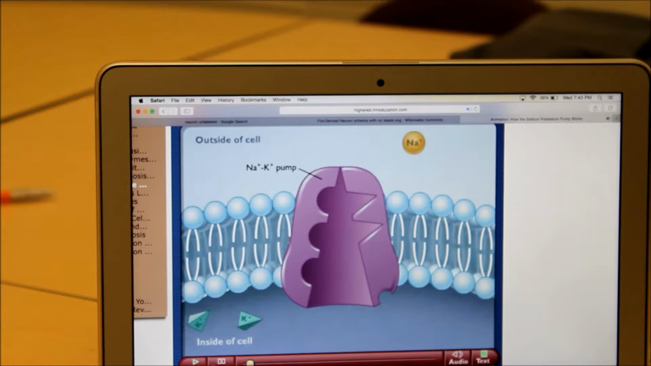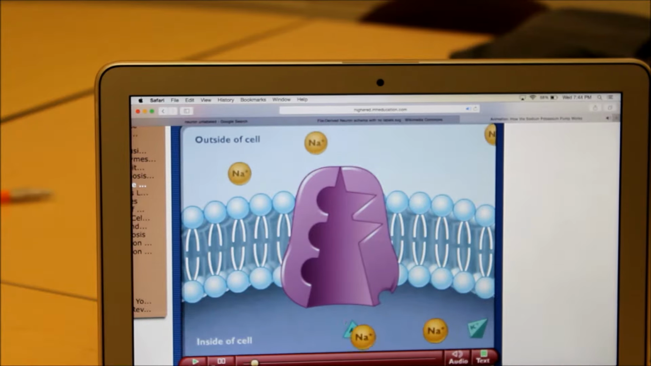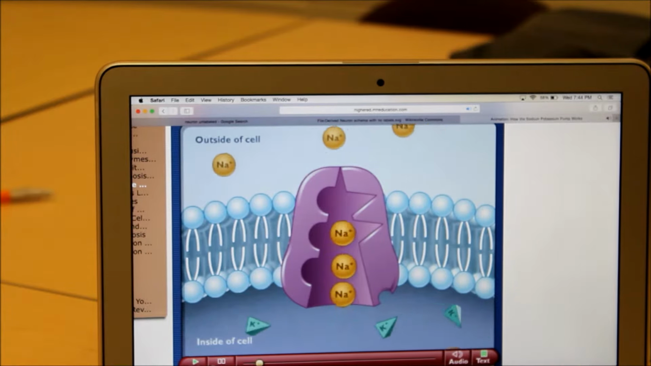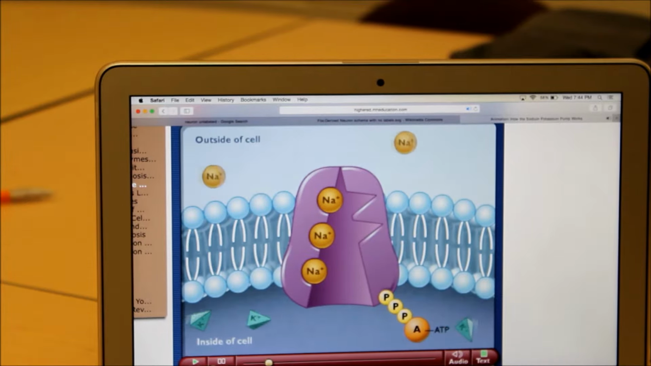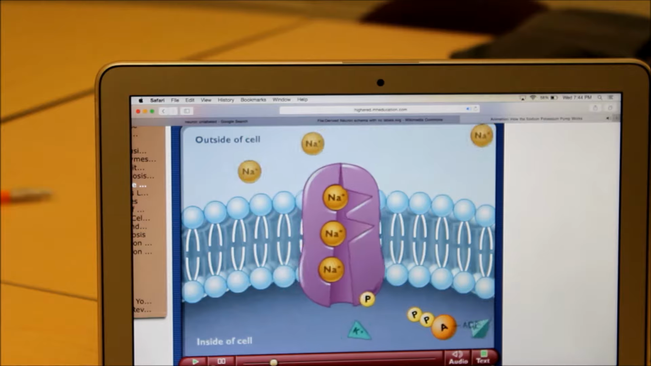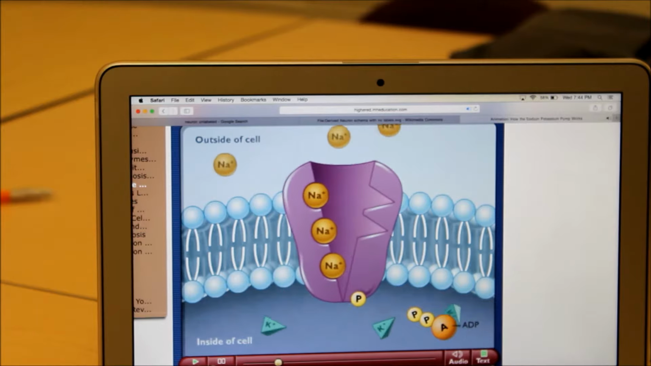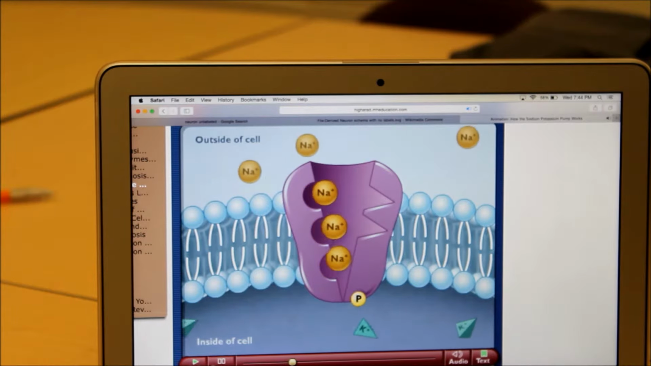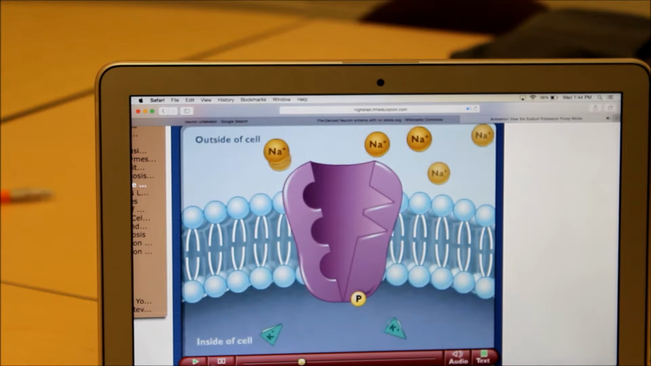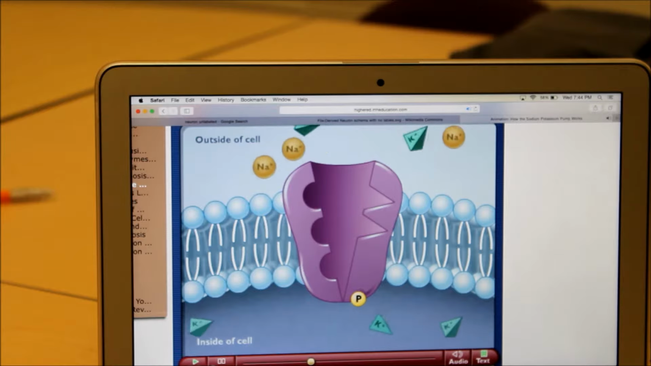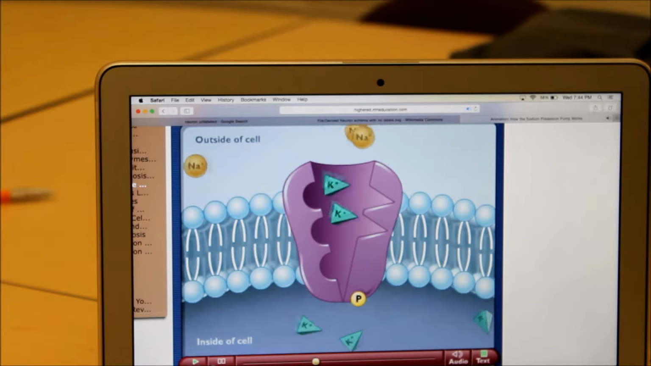So as you see here, the pump is at its original structure. 3 ions of sodium come in, ATP then attaches, releasing 1 phosphate. As it changes structure, the 3 sodium ions exit the pump back out of the cell. And now it is prone to have 2 potassium ions leak back into the pump.